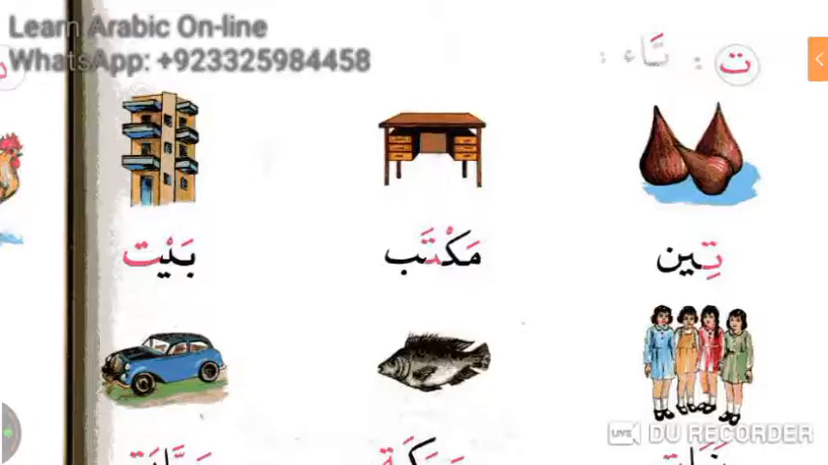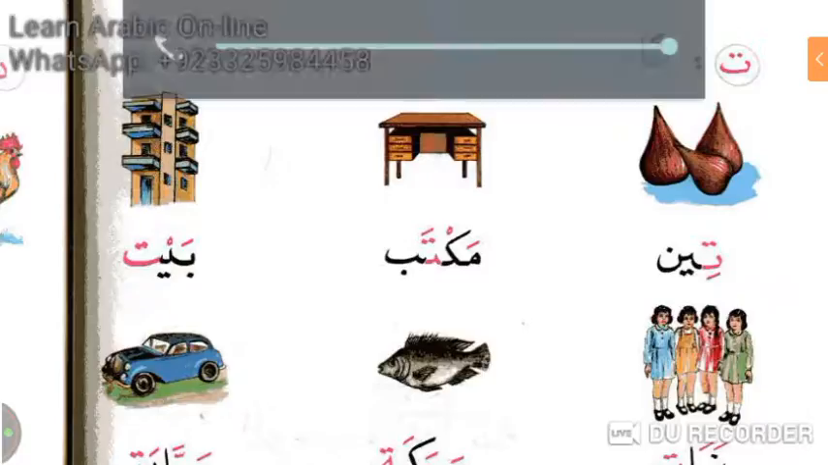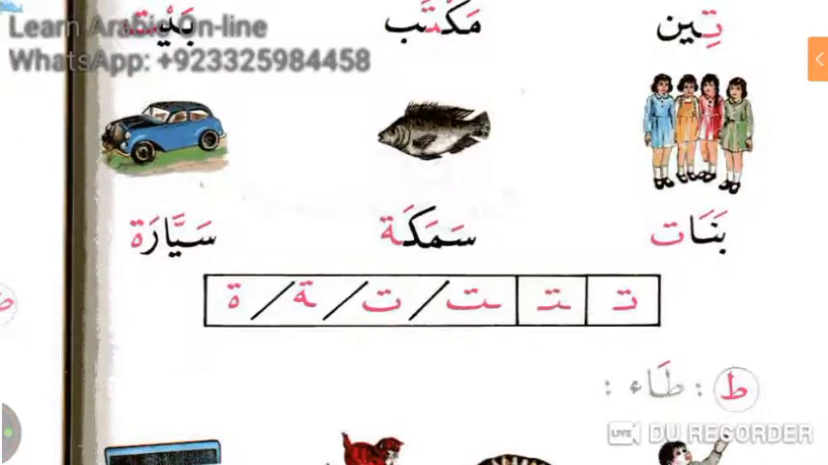Okay, I'm going to write that down. Tinun, fig. That's new to me. Maktabun is a desk. Baitun is the house. Banatun is girls. Samakatun is fish. Good, and I've seen that before in an app.